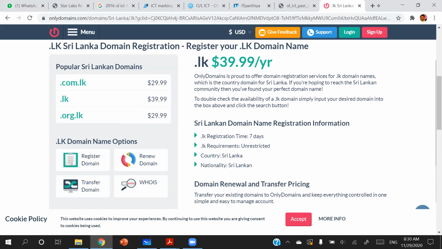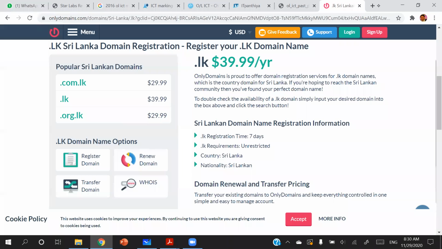This is an annual payment, right, per year? So almost $40. That means something near 6,000 per year, right? So then you have to take a domain name from this particular place, right?